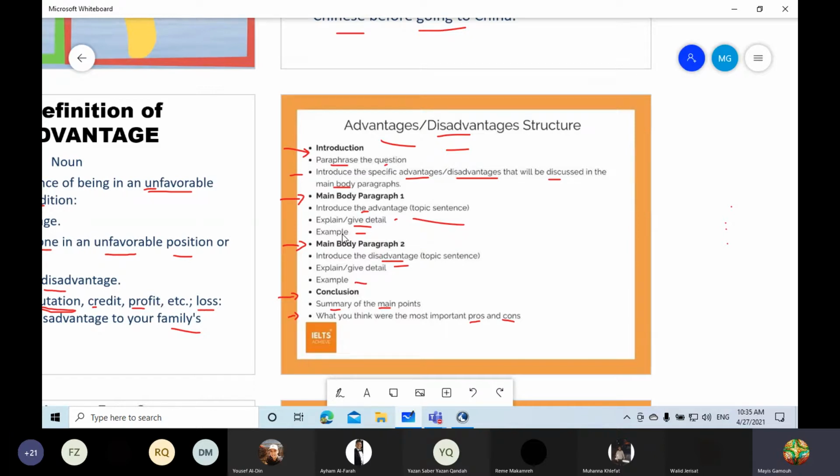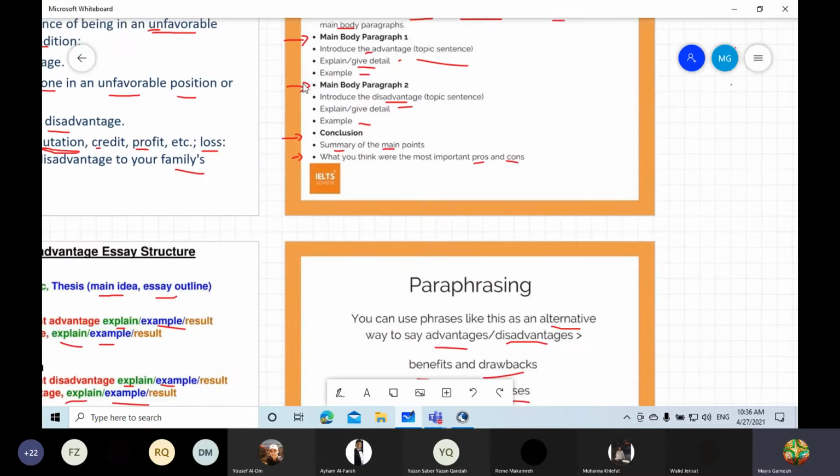Then we go to the next main body paragraph, which is the second body paragraph, and the third paragraph in your essay. You should introduce the disadvantages from most important to least important, explain every disadvantage, and then provide an example in order to clarify your point. In conclusion, to end up with, you should summarize the main points, the main topic that we have discussed, and then give your own opinion and, if you have one, advice.